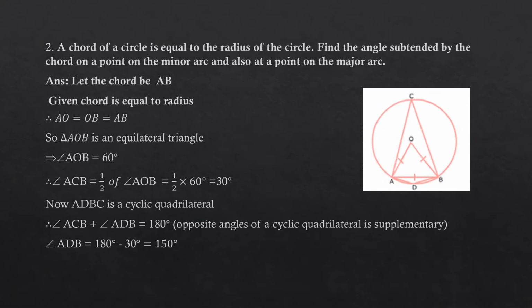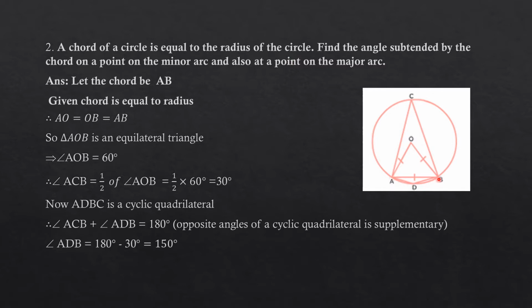Question number 2. A chord of a circle is equal to the radius of the circle. Find the angle subtended by the chord on a point on the minor arc and also at a point on the major arc. Let us take the chord as AB. It is given that chord of a circle is equal to the radius of the circle. So we can say OA and OB are the radius, and therefore OA equal to OB equal to AB, as it is given. Chord is equal to radius of the circle.